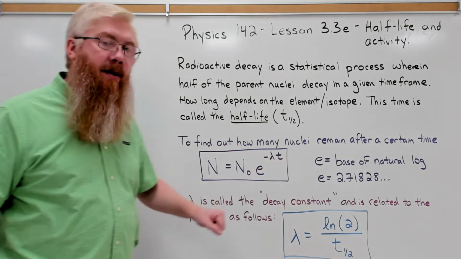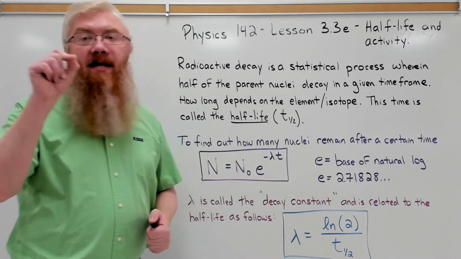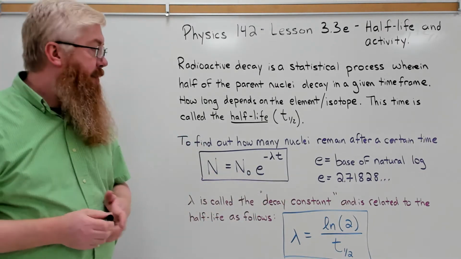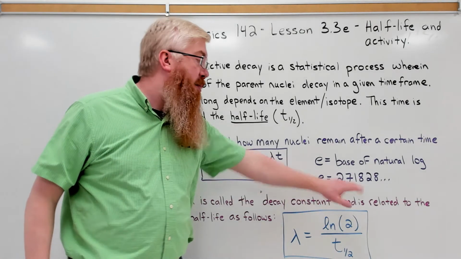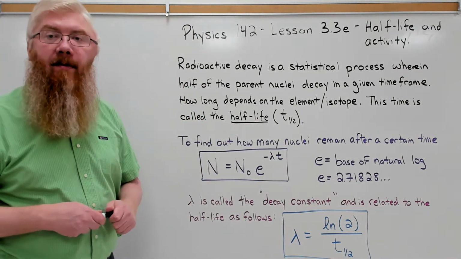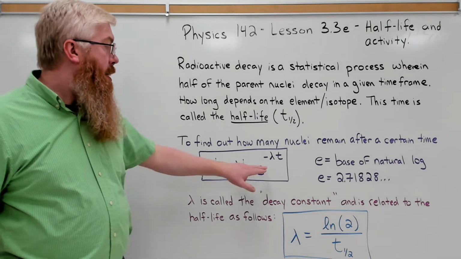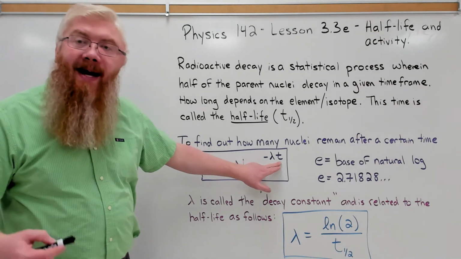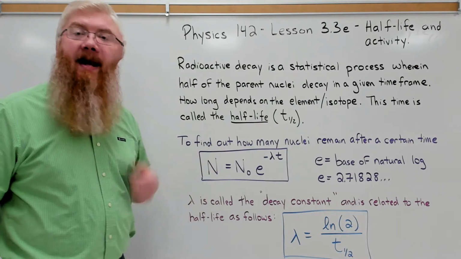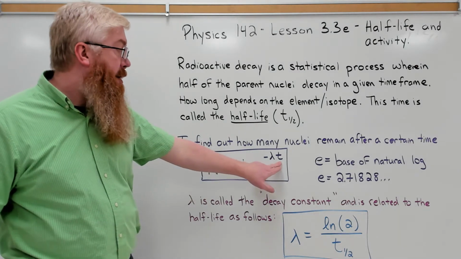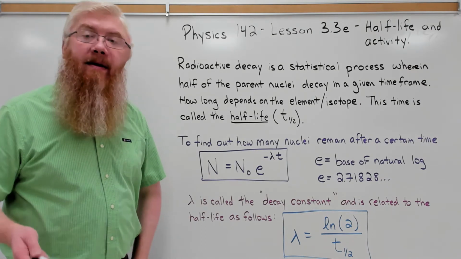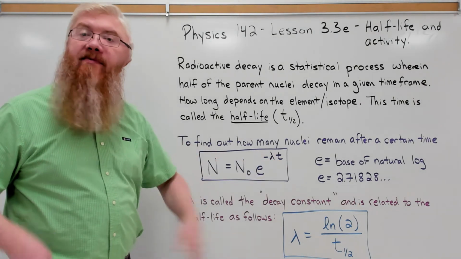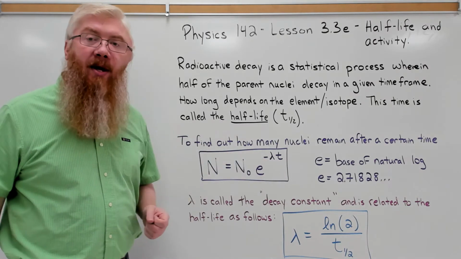So it's just a number. Your calculator will probably have an e to the x option. That's what we're talking about here: the base of the natural log. e is 2.71828 and so on. It's an irrational number. t is the amount of time you want to know that has passed. This is not the half-life here. This is just time. So if we want to know how many remain after a day, or after 100 years, or after a billion years, that's the time we plug in.